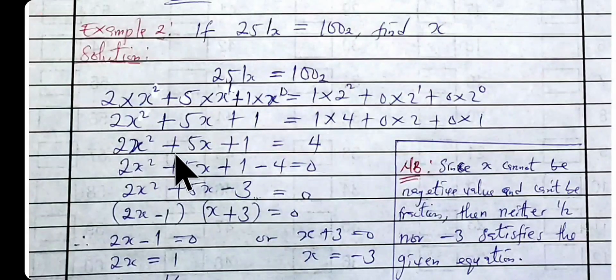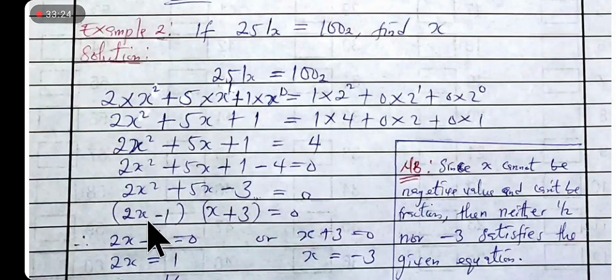So we have 2x squared plus 5x plus 1 equal to 1 times 4 is 4, plus 0 times 2 is 0, 0 times 1 is 0. So 0 plus this 4 that we are going to get here is 4. So 2x squared plus 5x plus 1. If you take this 4 to the left hand side, it changes to minus 4, and we are left with 0 on the right hand side. So 2x squared plus 5x minus 3, because 1 minus 4 is minus 3, equals 0. Factorize this out.